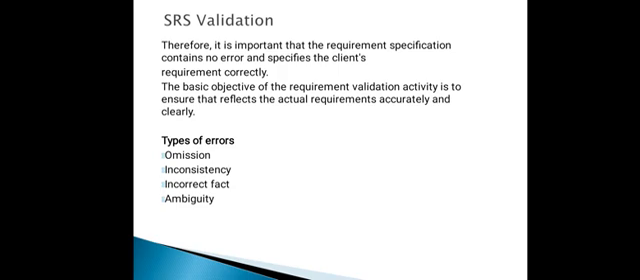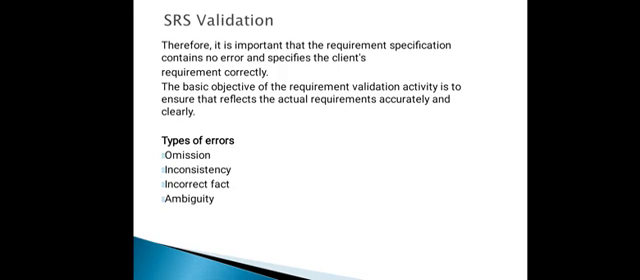Types of error. First one is omission, then inconsistency, incorrect fact, ambiguity. Omission. In this type of error, some user requirement is not included in the SRS. Omission directly affects the external completeness of the SRS.